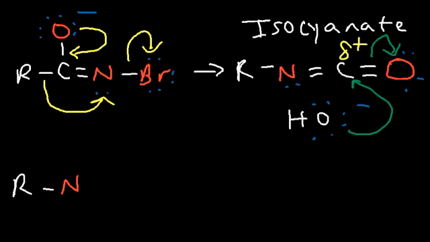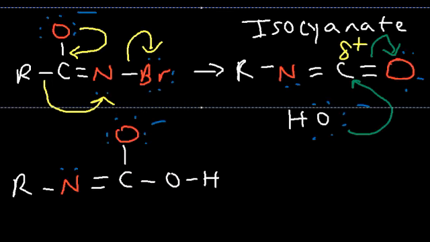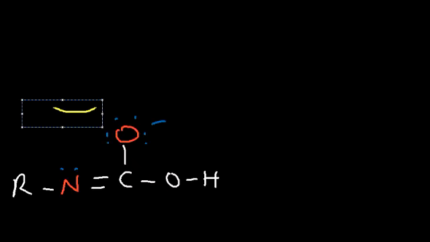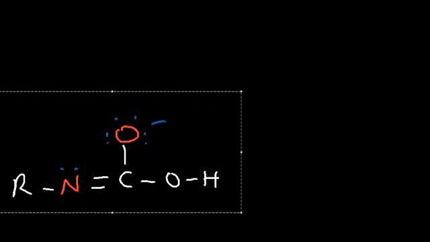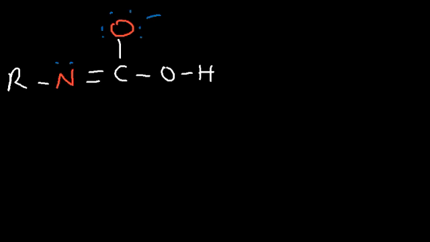So we're going to have this intermediate. So here's the OH group. Here's the oxygen that lost a bond. It now has a negative charge. Now in the next step, we're going to take a lone pair, form a double bond, and put a negative charge on the nitrogen. So this intermediate is stabilized by resonance.